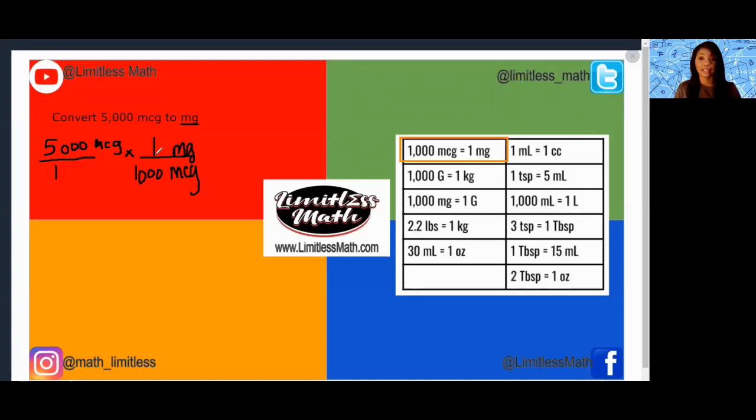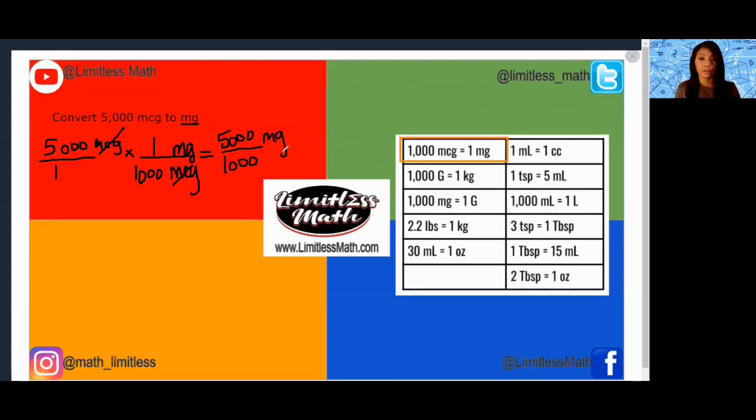Now that we have it all set up, it's time to multiply. We multiply the top numbers. 5,000 times 1 gives us 5,000. Then we multiply the bottom, 1 times 1,000. So what happens with the units here? Micrograms are going to cancel because 1 was on top and 1 was on the bottom. And then we're just left with milligrams.